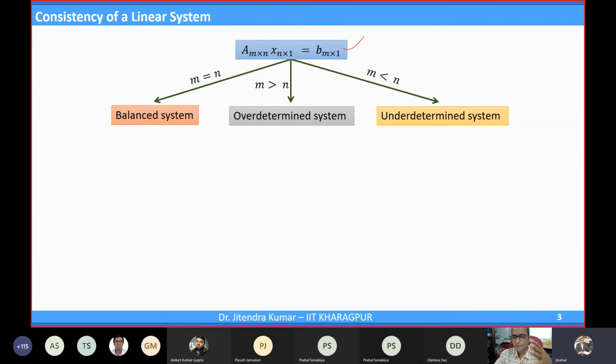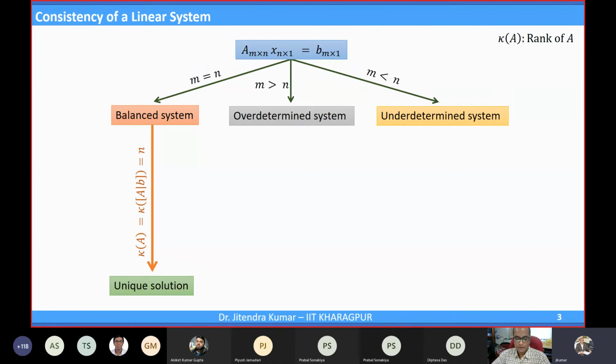It is not very much related to the syllabus itself, because we will be talking about the balanced system now. But just to give you the overall idea of what the possibilities are and what terminologies are used for each of them. So when the number of equations and the number of unknowns are equal, we call it a balanced system. When equations are more than the unknowns, we call it an overdetermined system. When equations are less than n, we call it an underdetermined system.